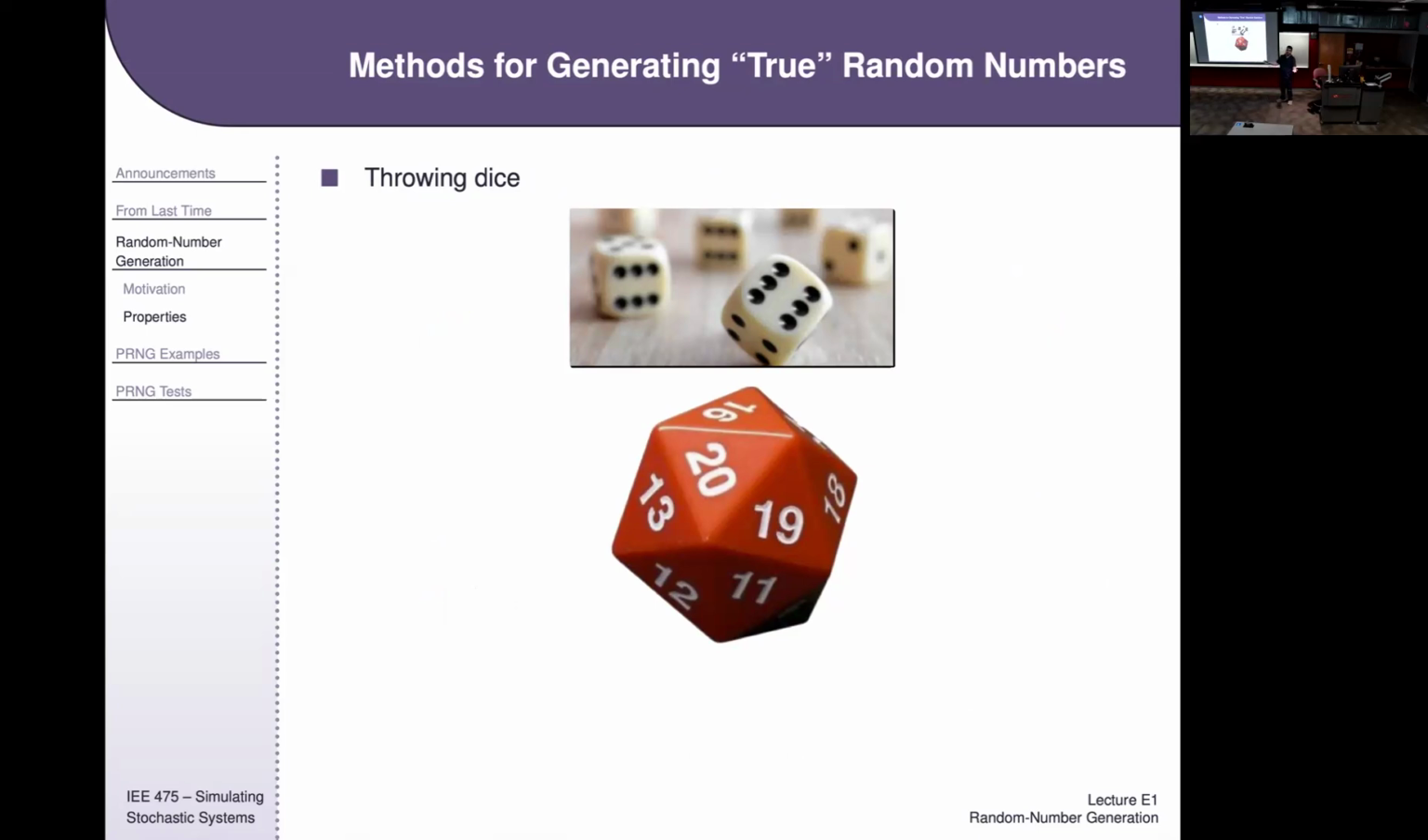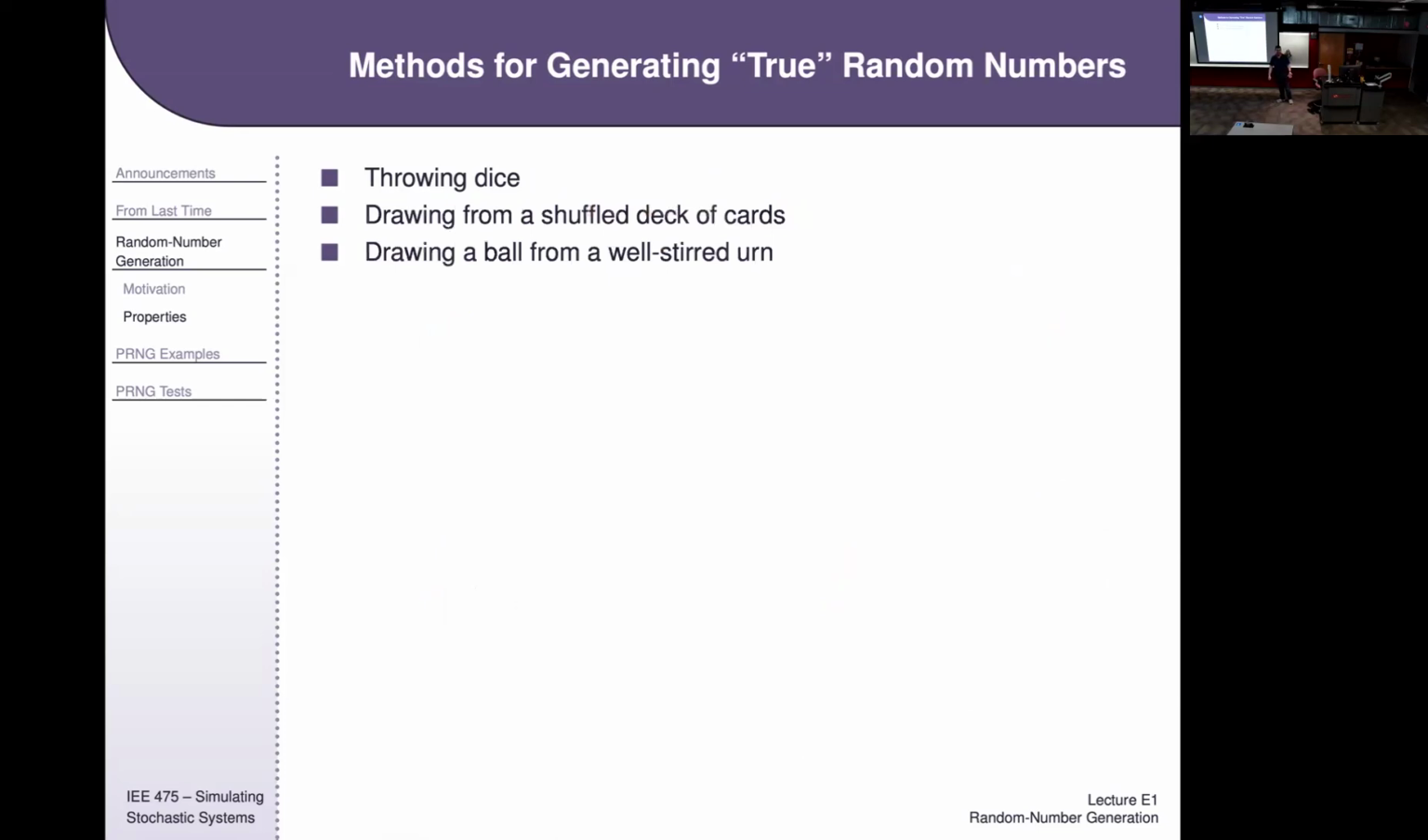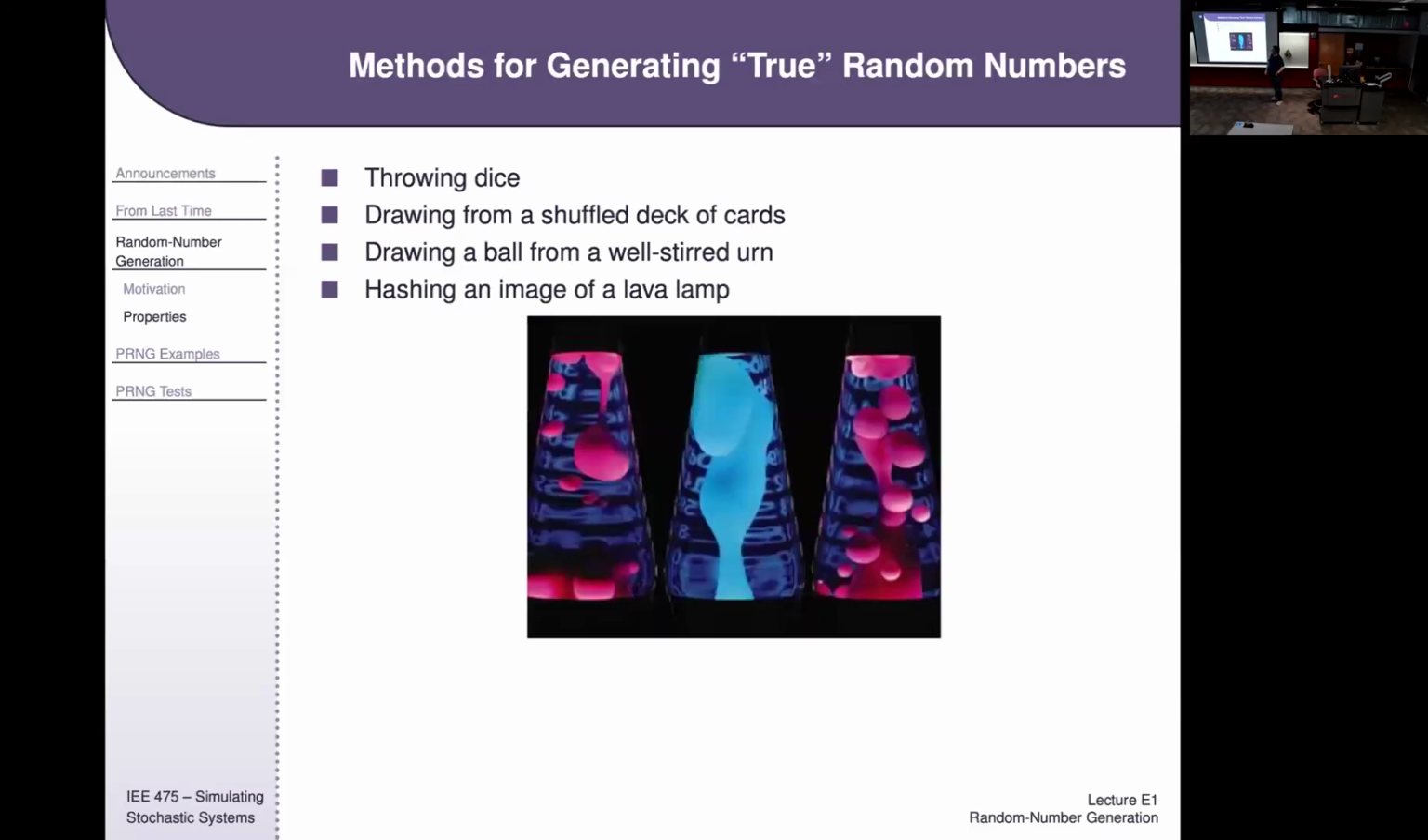So how do we generate random numbers? Well, we could just throw dice, but that's not very practical if we're talking about a computer throwing dice, like a little robotic arm. We could draw from cards. We could draw a ball from a well-stirred urn. These are all things we could do if you're drawing one random number with a person. But how do we do that in a more automated way?